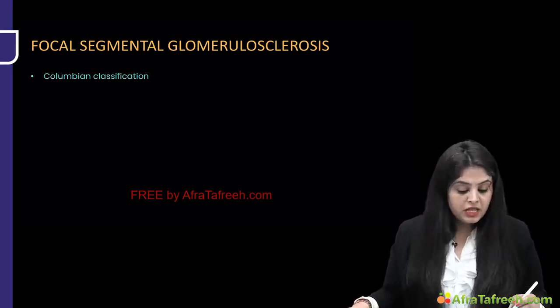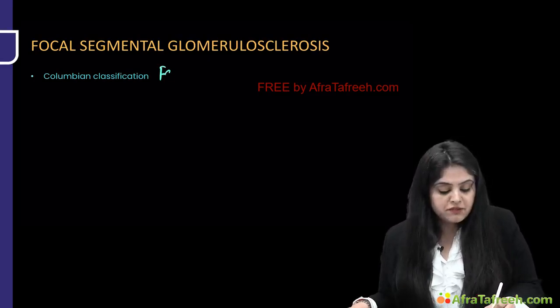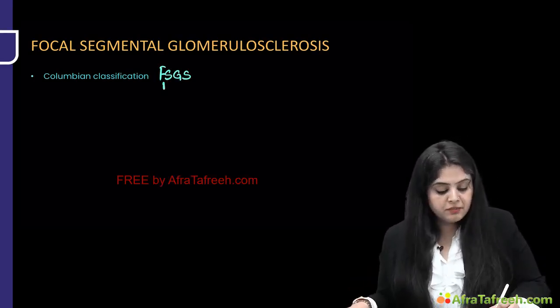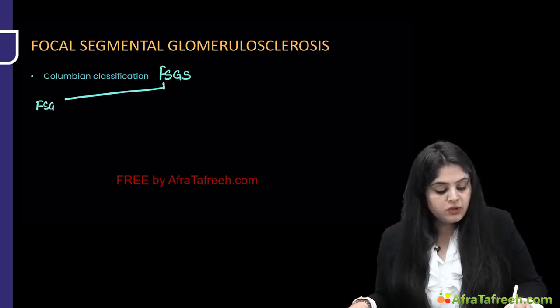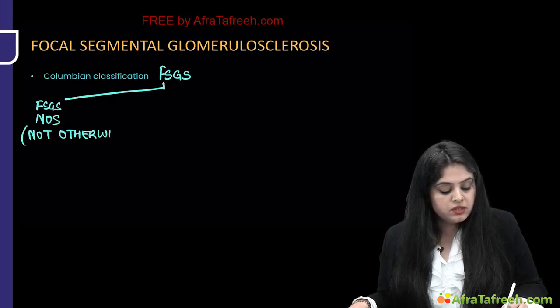These fancy words. So what is Columbian classification? Actually, Columbian classification says that FSGS is of 5 types. I am interested in 3. There is something called FSGS NOS. NOS means not otherwise specified.